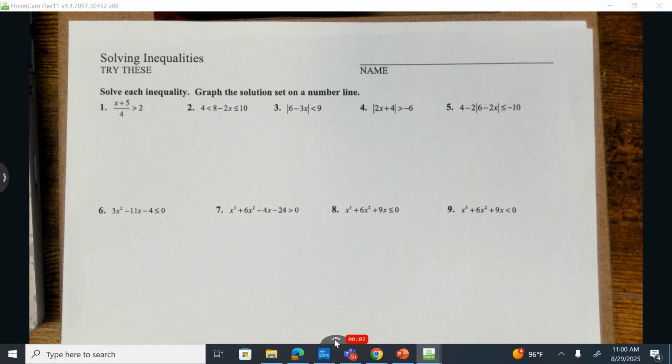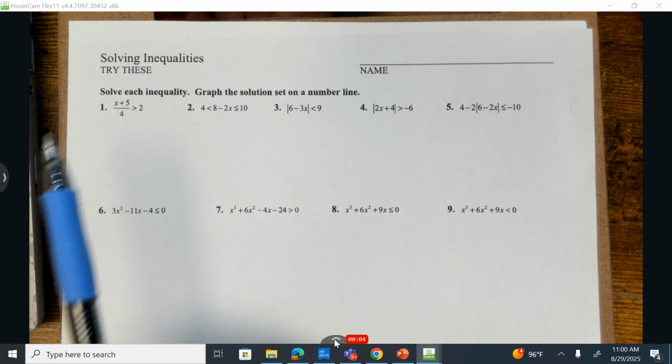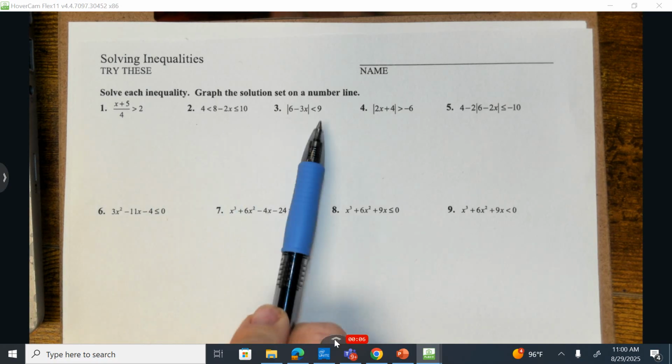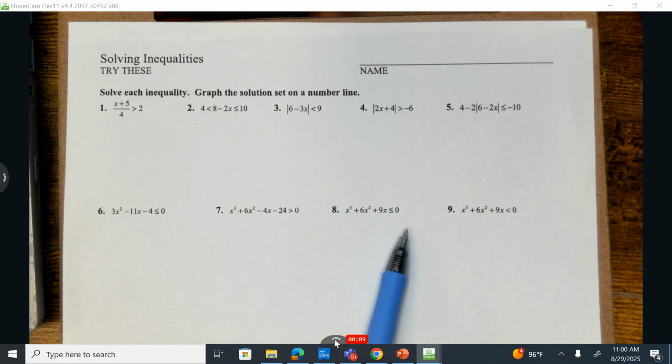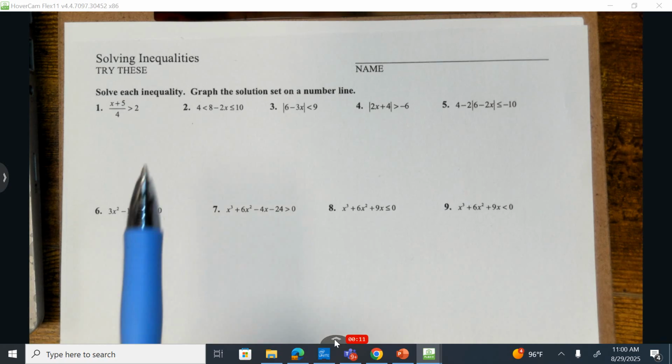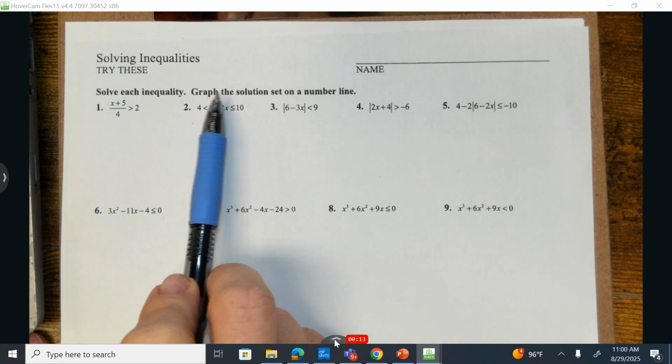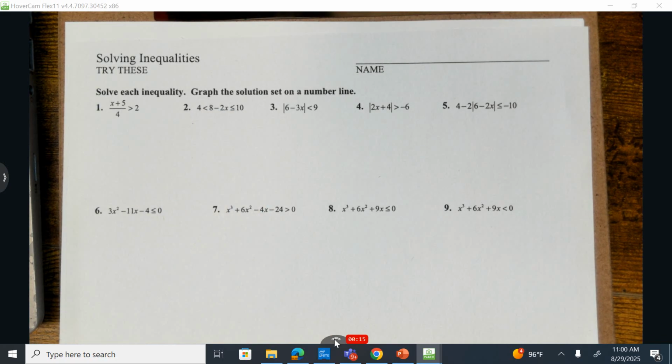Looking at solving inequalities, if you did not read the team's message, you are not required to attempt 1, 2, 3, or 4, or 5. In this video, I'm going to complete 6 through 9 with you. Recall that after you solve the inequality, you do need to graph the solution set on a number line. Let's start with number 6.